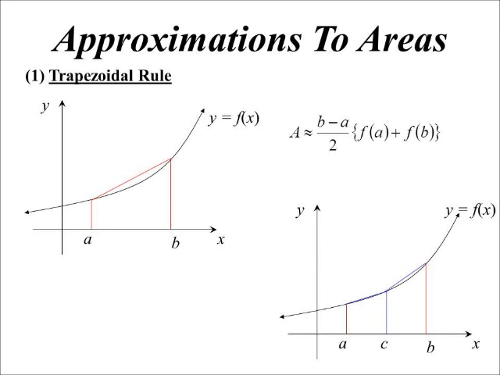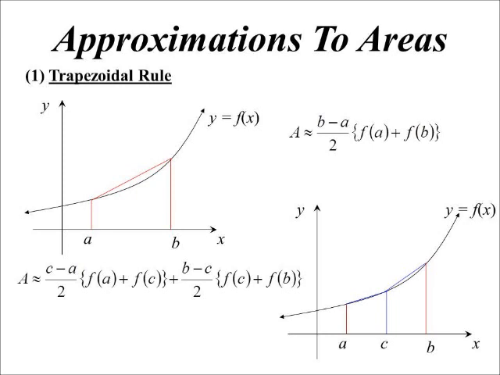If I added up these 2 trapeziums, the first one would have a height of C minus A, the second one B minus C. But if I've chosen C to be in the middle, then C minus A and B minus C are going to be the same, so I could factorise this. I just chose to make it C minus A. And I'd end up with function A, 2 lots of function C, and function B.